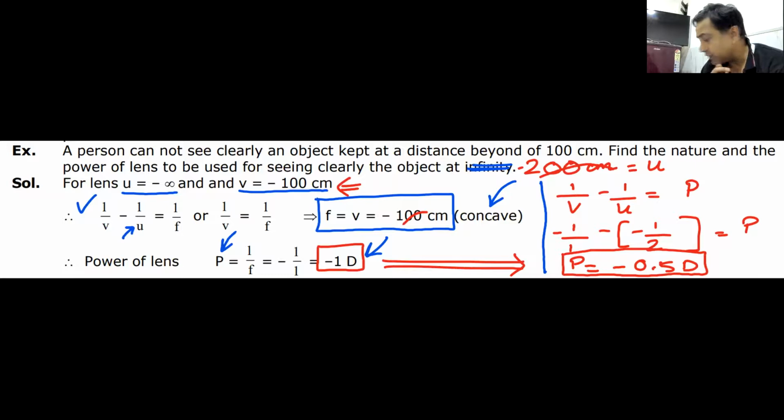Are you getting my point? The concept of power in diopter, and what does a big diopter mean and what does a small diopter mean. Minus 2 diopter is a concave lens, plus 2 diopter is a convex lens. That doesn't mean that minus 2 is less than plus 2. Here minus and plus only tell us which type of lens we are using. It's the numerical value that you must think about.